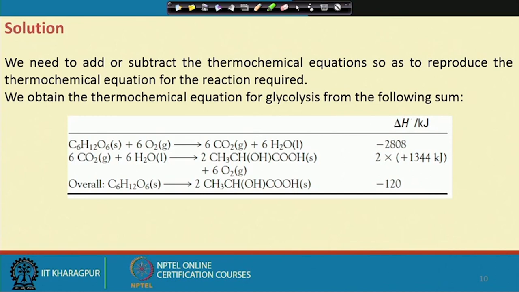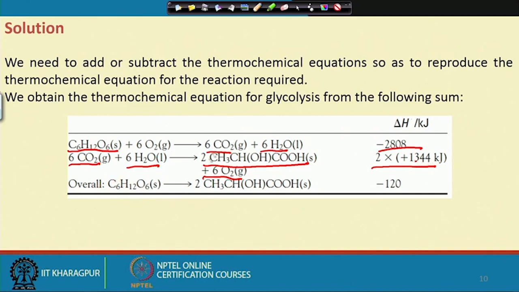Previously we have seen this equation. 1 mole of glucose produces 6 moles of carbon dioxide and 6 moles of water. Now 6 moles of carbon dioxide and 6 moles of water can produce 2 moles of lactic acid and 6 moles of oxygen, and that requires enthalpy of 2 times, plus, because it was minus previously. Since it is the reverse direction, it will be plus, the rate of formation. Previously it was the rate of degradation. So it is plus 1344.